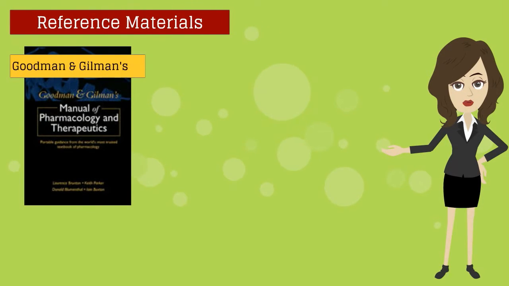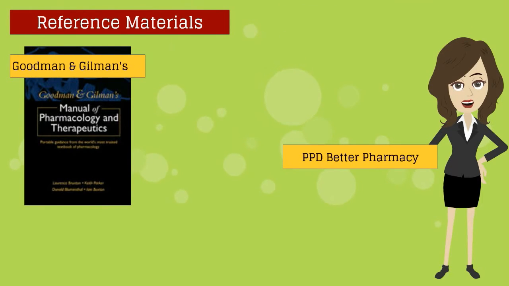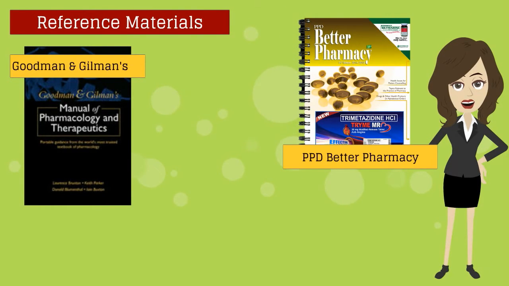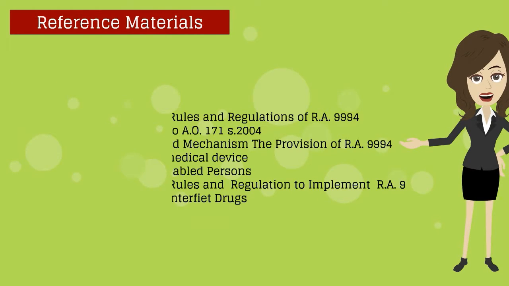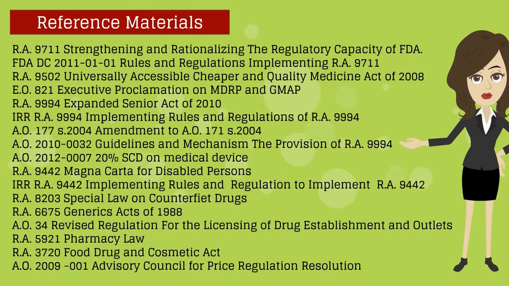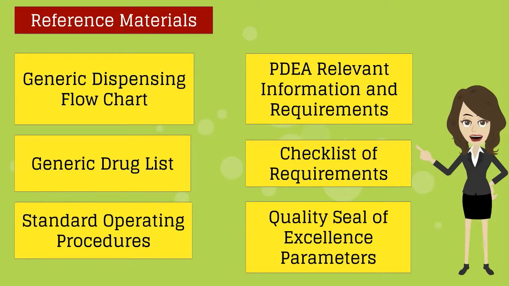Sample references are 1. Goodman and Gilman Manual of Pharmacology, 2. PPD Better Pharmacy, and 3. Latest MIMS. In addition, these are the additional reference materials. Other contents in the Blue Book are the following: the generic dispensing flow chart, generic drug list, the SOPs, PDA relevant information, and requirements. Next is the checklist of requirements during routine inspection of outlets, and quality seal of excellence parameters.